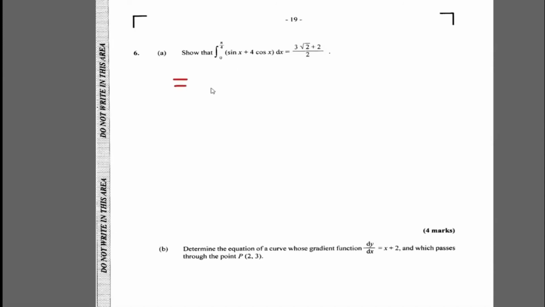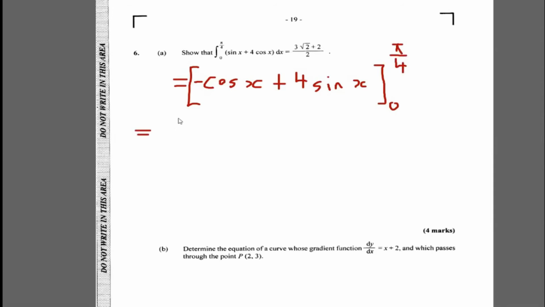Now when you integrate sine x, you get minus cos x. Then when you integrate cos, you get sine. So you get plus 4 sine x. And of course, you're integrating from 0 to pi over 4. First thing you need to do is plug in pi by 4 in here, and so you get the cos of pi by 4.